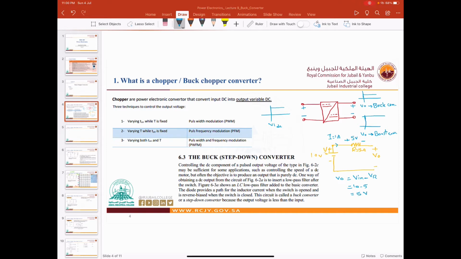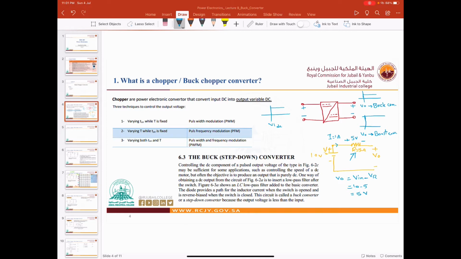Now, can you see something here? We need to step down the voltage as a DC from input 10 volt into 5 volt. Now, where is the lost 5 volt? We lose the 5 volt in the resistor here as a form of heat, and we have lost the power here. So half of the power is lost in the resistor.